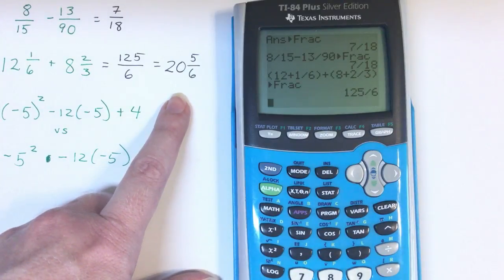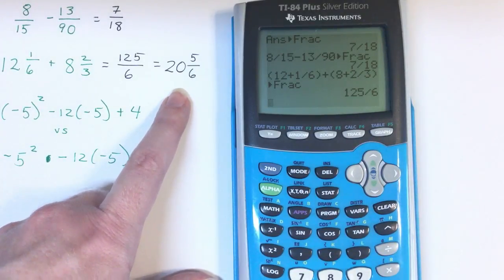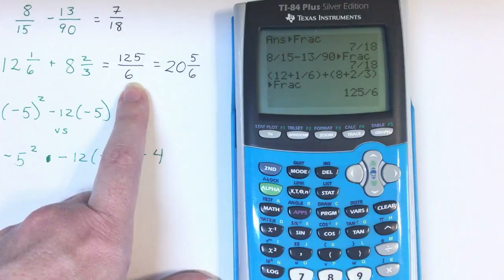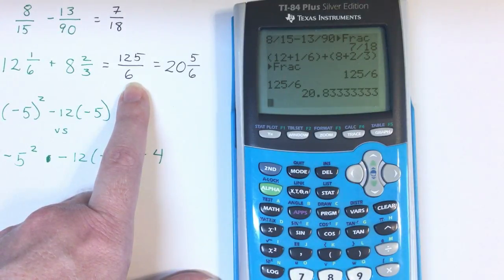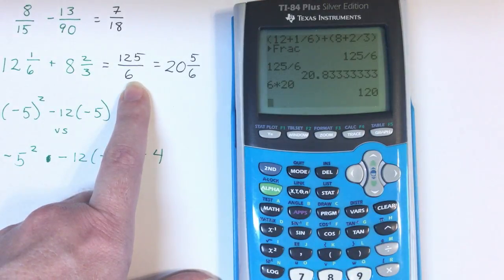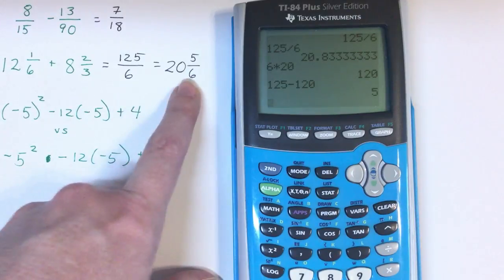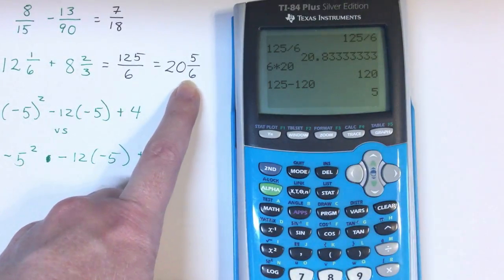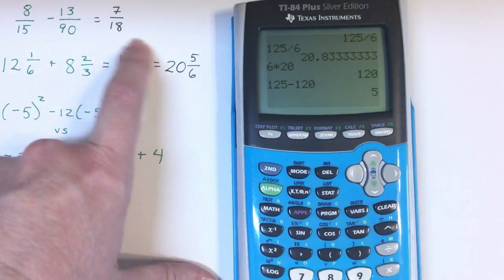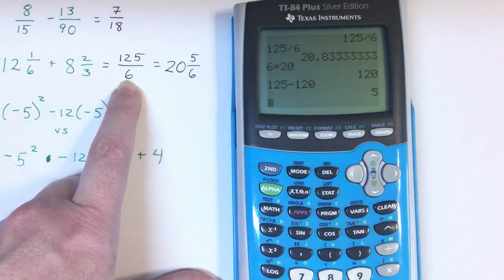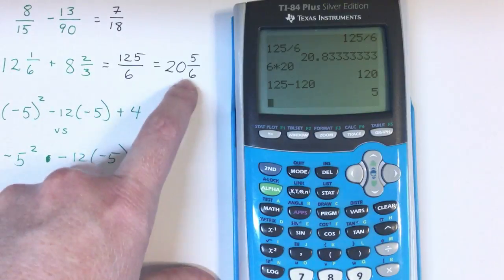It will not convert it to a mixed number. You would have to go through that with your long division. 125 divided by 6 is 20. 6 times 20 is 120. 125 minus 120 is 5. So we have 20 and 5/6. It's going to be easier if you're converting to a mixed number to simply do the long division, or at least write it out that way to get in the proper form.